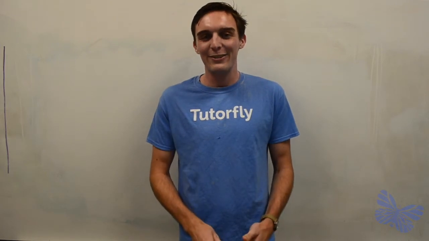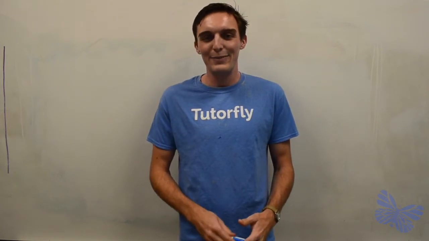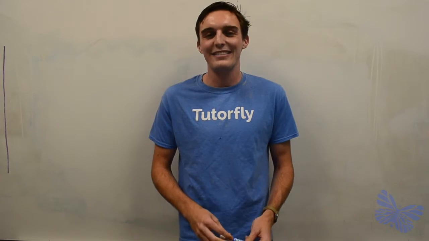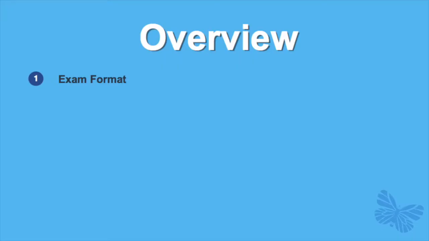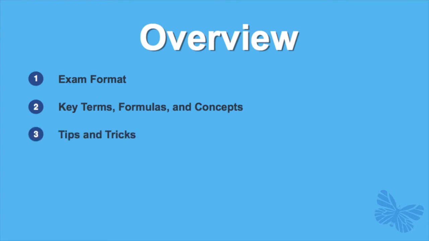And today we're going to be going over some review for AP Physics C, electricity and magnetism. Alright, so first we're going to go through an overview of what we're going to cover this session. So the first thing is the format of the actual exam, and then some key terms, formulas, and concepts, and then tips and tricks from my own personal experience and from what I've heard from others. And then we'll go through a couple practice problems from the free response section.